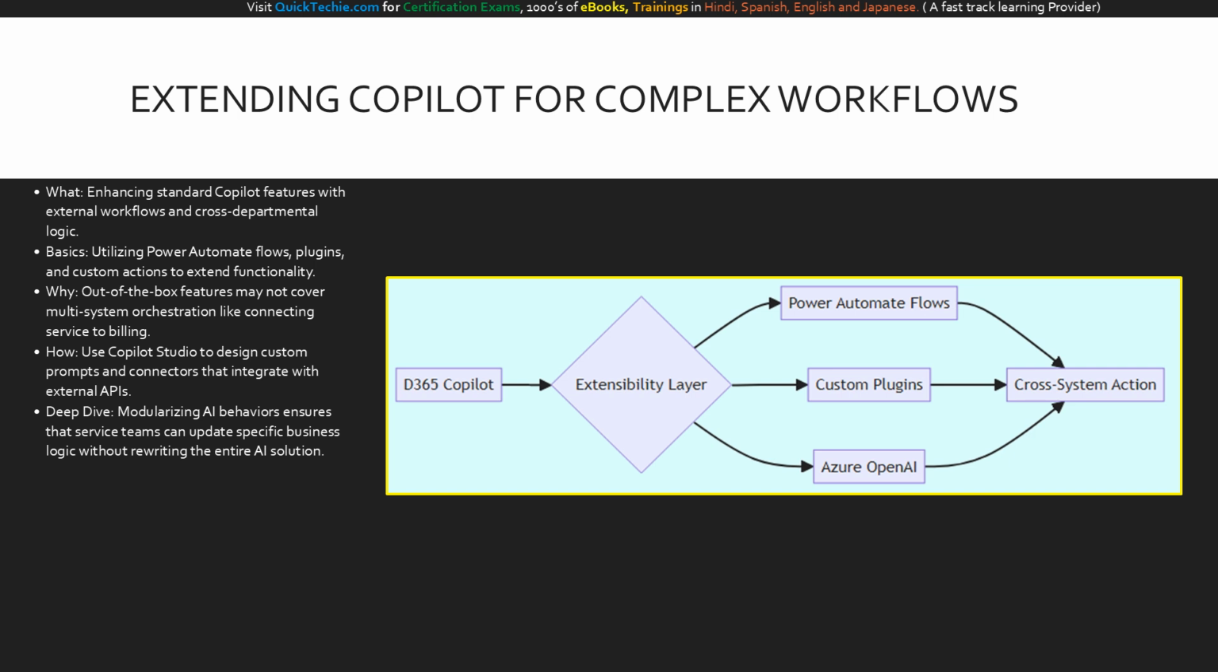This diagram showcases the extensibility layer. When standard D365 Copilot capabilities hit their limit, requests route into this extensibility layer. Here, you can leverage Power Automate flows for business routing, custom plugins for specialized data retrieval, or even direct Azure OpenAI integrations for advanced reasoning. All of these distinct extensions ultimately converge to execute a cross-system action, like updating a billing record in an ERP system based on a customer service chat. This architecture keeps your core Copilot clean while securely attaching powerful external capabilities.